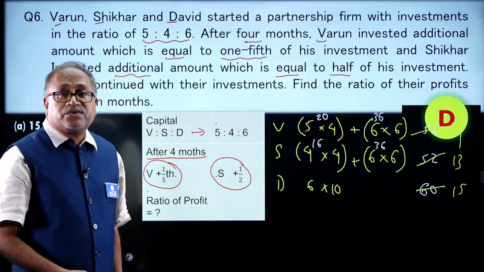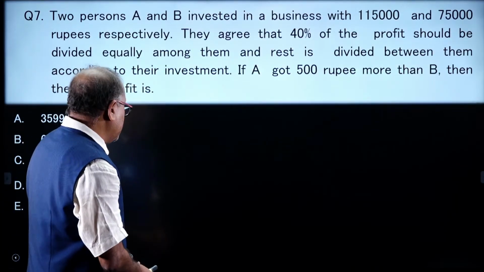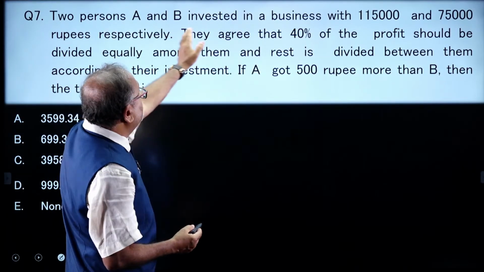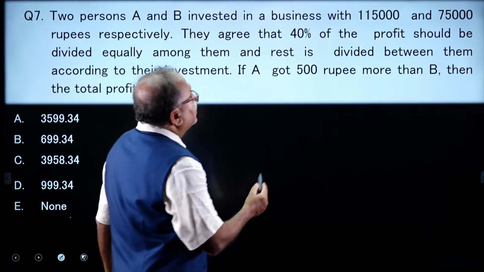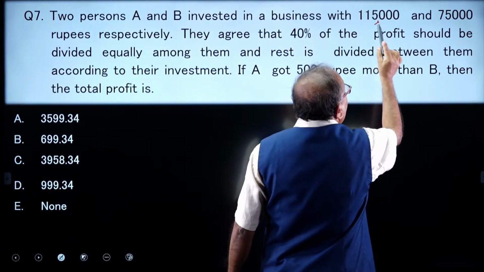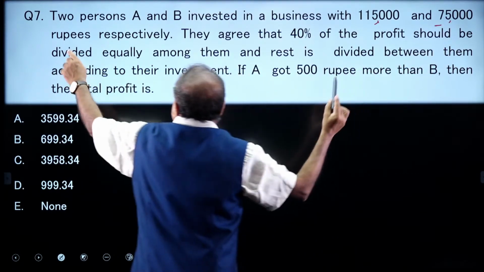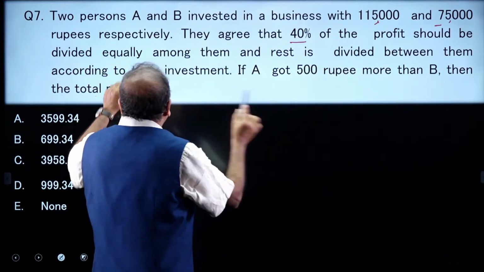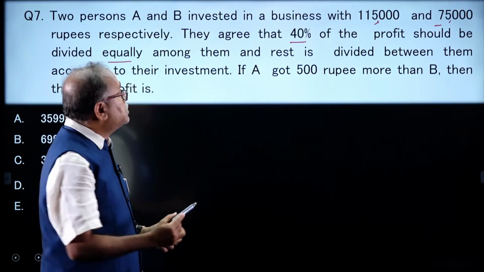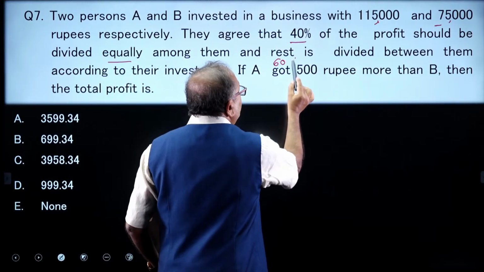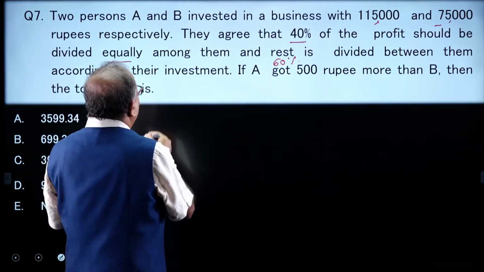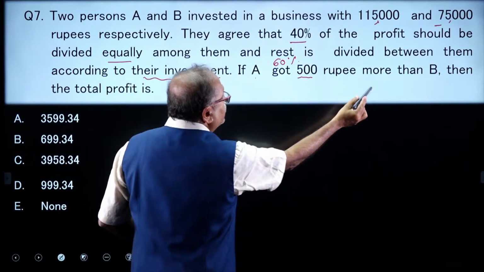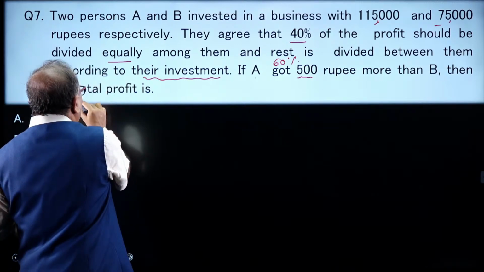I am moving on to the next question. The total 10 questions will be discussed in every class. Now, what is this question? Two persons A and B invested in a business, and the amounts of investment are 1,500,000 and 75,000 rupees respectively. They agreed that 40% of the profit should be divided equally, and the remaining 60% of the profit is divided between them according to their investment ratio. So if A got 500 rupees more than that of B, then what is the total profit?